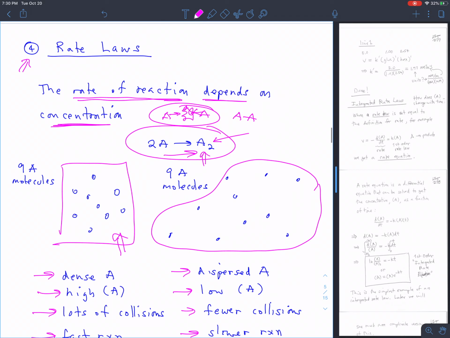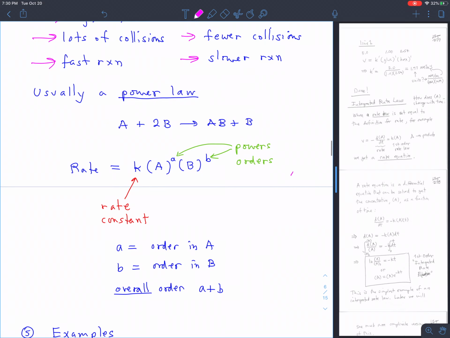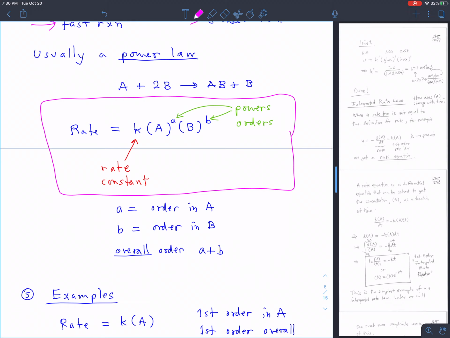The law that gives how the rate of reaction depends on concentration is called a rate law, not surprisingly, right? And it's usually a power law. It doesn't have to be a power law. We will see examples in the enzyme kinetics section that's coming up after this, lots of examples where it's not a power law, but especially at the basic level like this, it's essentially always assumed to be a power law.